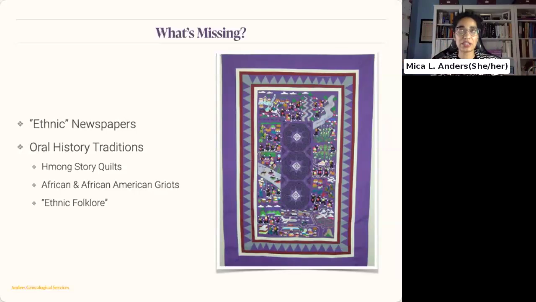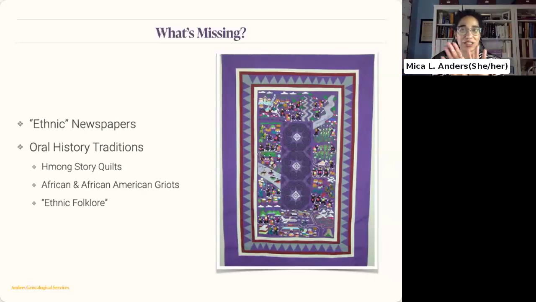The other thing that's starting to be more recognized is oral history traditions, right? This is an example here of a Hmong story quilt. Their tradition often was to embroider their histories into these story quilts, and they had people who knew how to read them, and this told the story of a group of people. A lot of African and African American families have griots, both of the community or of the town, or even just of the family, and they pass those stories forward. However, and still, a lot of this gets swept under the rug as ethnic folklore, right?